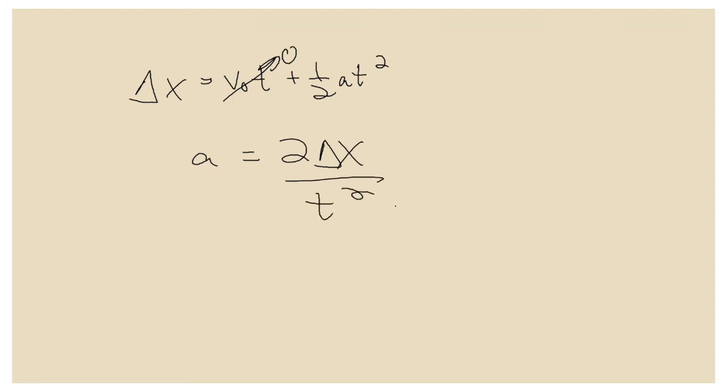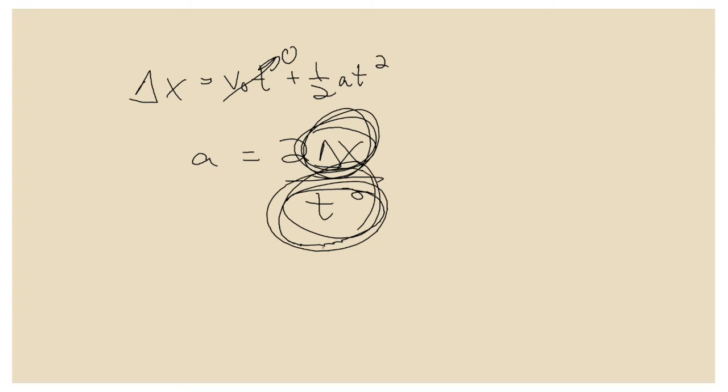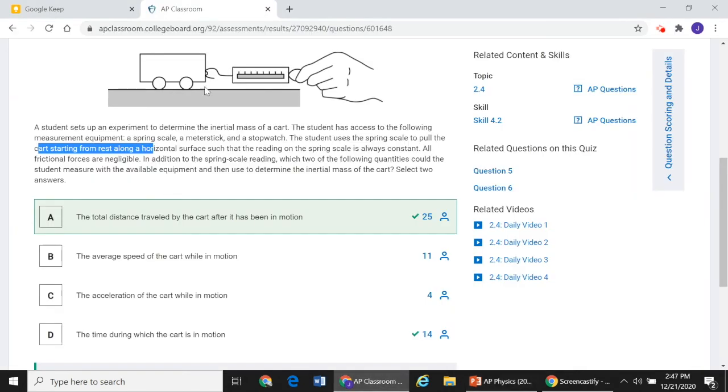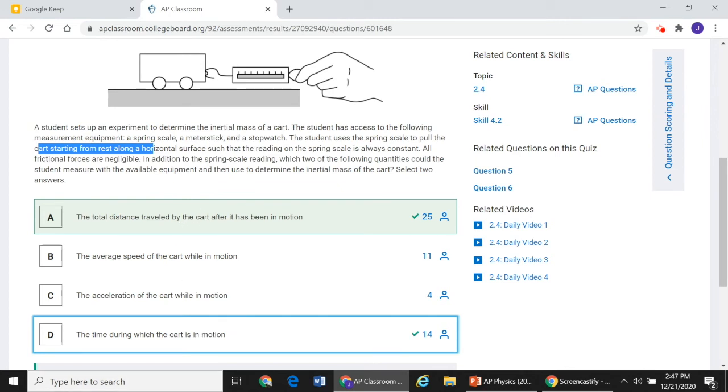If you use the equation delta x equals v naught t plus 1/2 at squared, then if the initial velocity is 0, to solve for the acceleration, you just get 2 delta x over t squared. And that means if you measured the displacement and you measure the time, you can use this equation to solve for the acceleration, which then you can use to find the inertial mass of the cart. That makes the answers here A and D, the distance and the time.